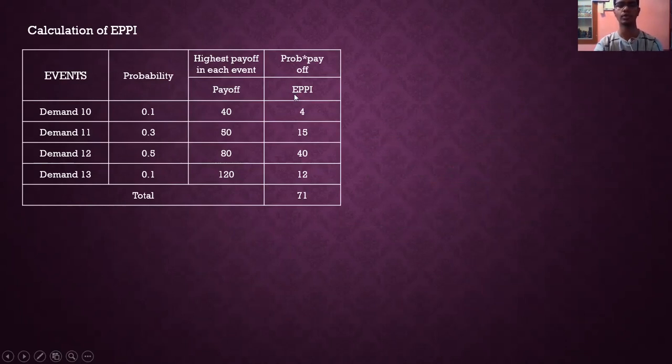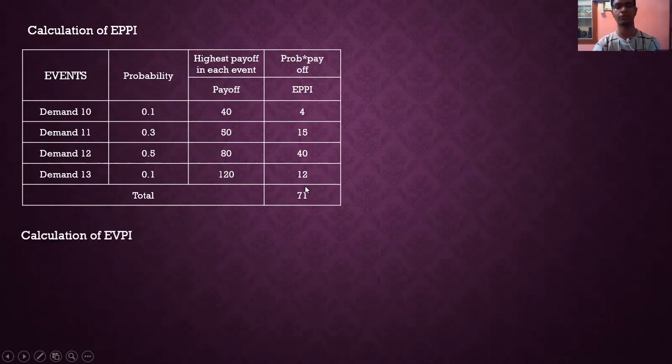Next, we have to find the EPPI. To find EPPI, we just multiply the probabilities with the payoff values. So 0.1 into 40 will give us 4, then 0.3 into 50 will give us 15, then 0.5 into 80 will give us 40, then 0.1 into 120 will give us 12. Next we have to find the total of EPPI. So 4 plus 15 plus 40 plus 12 will give us a total of 71. So now we have the value for EPPI.